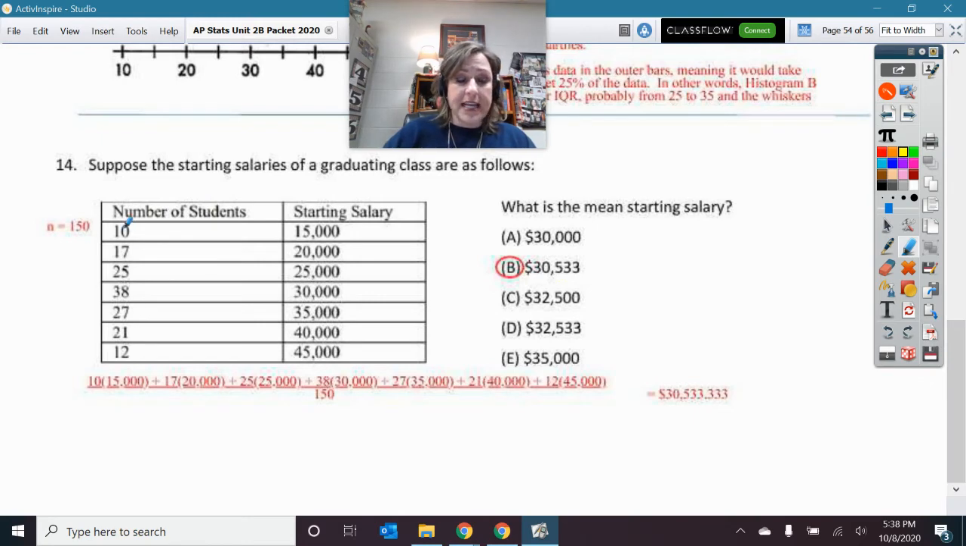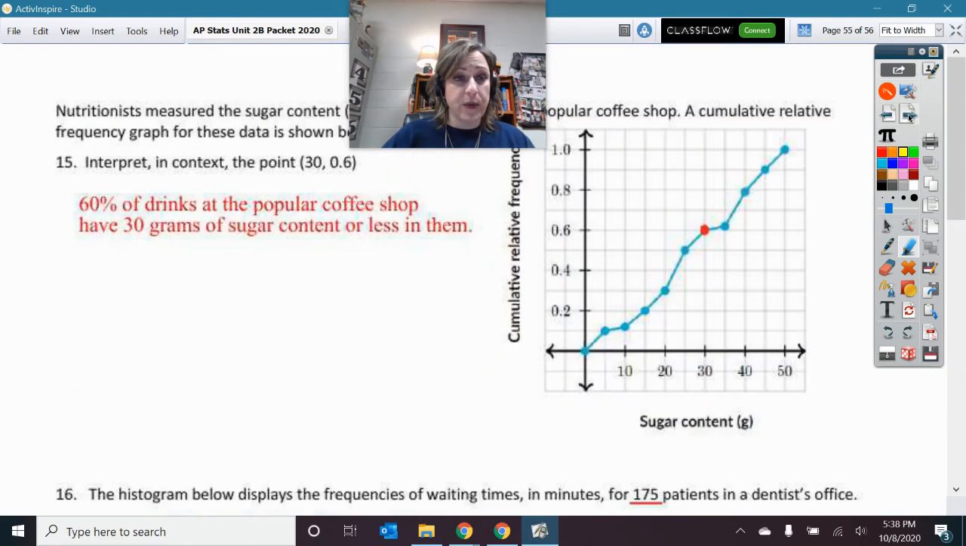Here, I had to go 10 times 15,000, 17 times 20,000, and so on, and divide by, I added this up, 150 pieces of data. So I multiplied them all, divided by 150, and that's how I got 30,533.